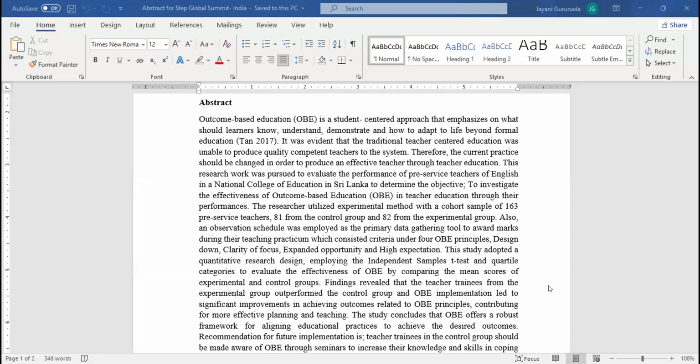Right, okay. Now look here. This is one of the abstracts that I have written for a research article. I have given an introduction about my topic. So my topic is this.